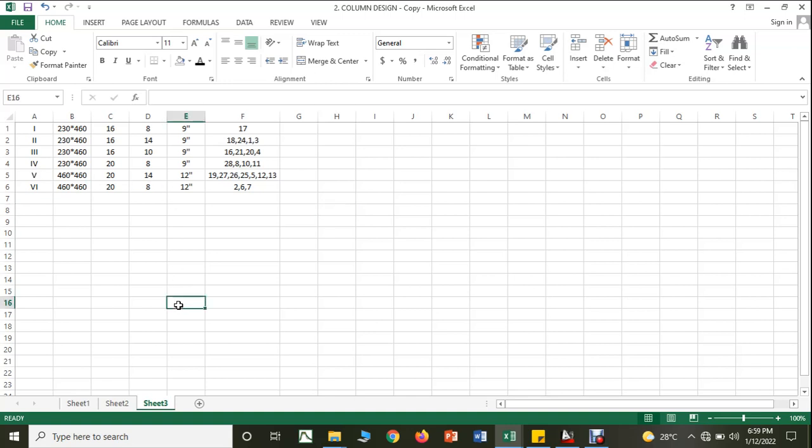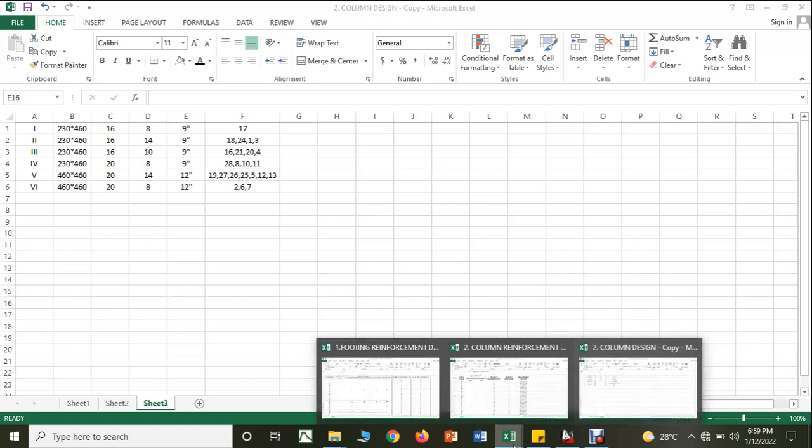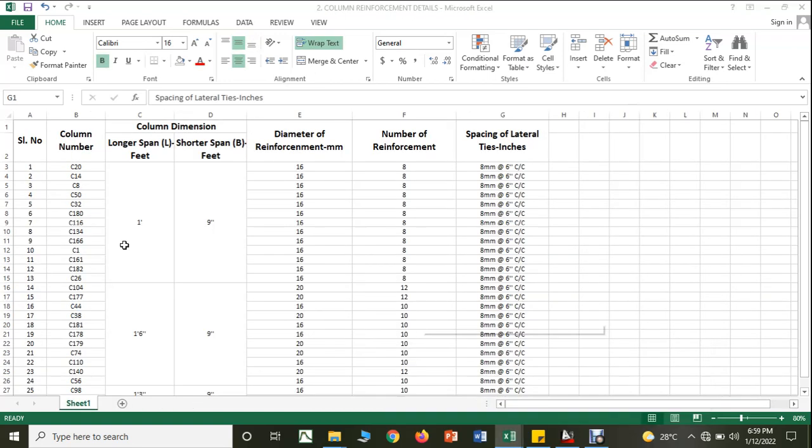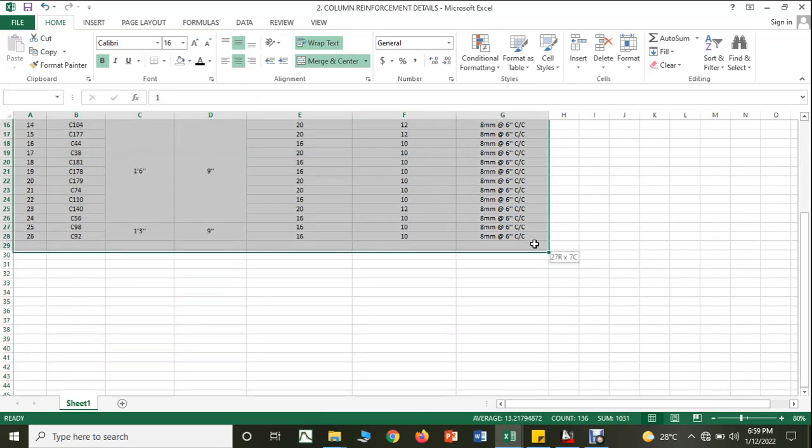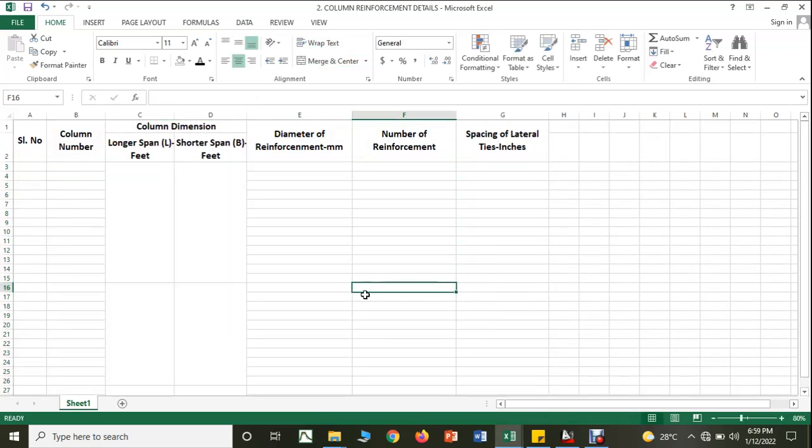In the next lecture, let us discuss making the final layout of the columns and footings for the given plan. After that, let us start with the design of the beams. Right now there are 6 groupings. This is the standard format that I can follow to give the reinforcement details of only columns. Like how we have given the reinforcement detailing of the footings, in the same manner here we are going to give the reinforcement detailing of the columns.